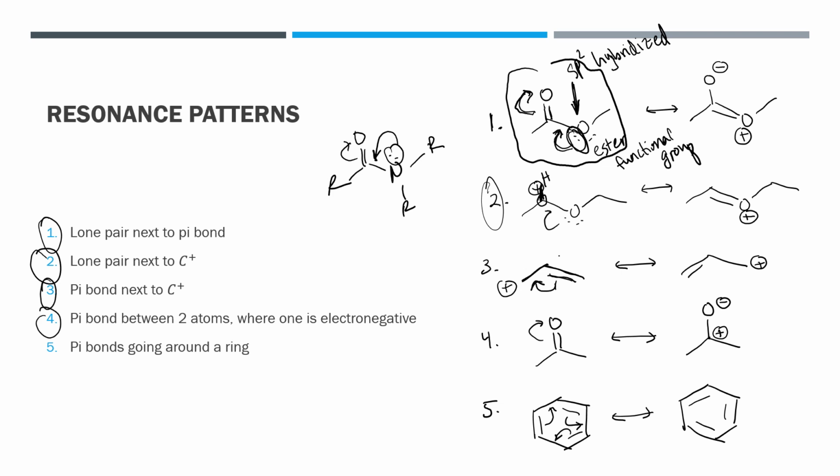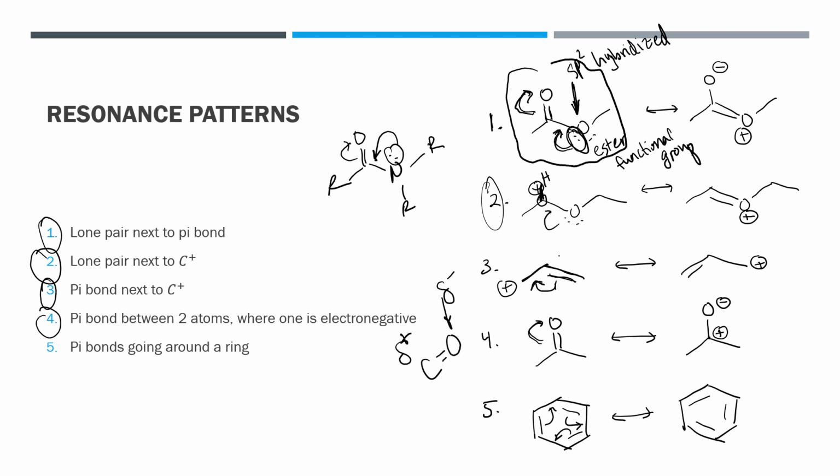Pi bond between 2 atoms where one is electronegative. And this is a pretty easy example, right? For example, take a carbonyl. We have a C=O double bond. Oxygen is very electronegative, so it has a negative sort of delta charge. Carbon is much less electronegative than oxygen, so it has a slight positive charge. If we have this pi bond in between, we can have this delocalization that goes on.